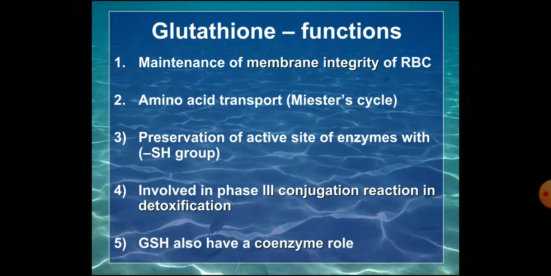Then glutathione also has a coenzyme role. Usually reduced glutathione is written as GSH and oxidized glutathione as GSSG. So this is reduced glutathione, and it also has a coenzyme role.